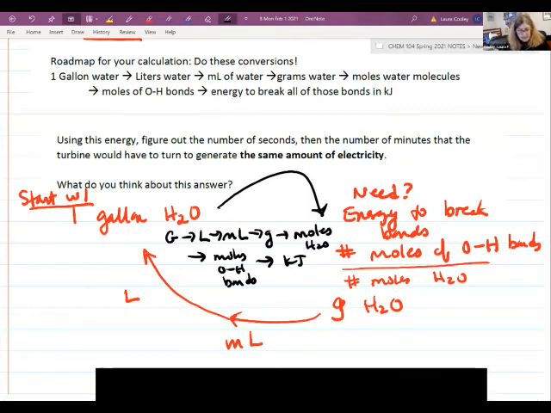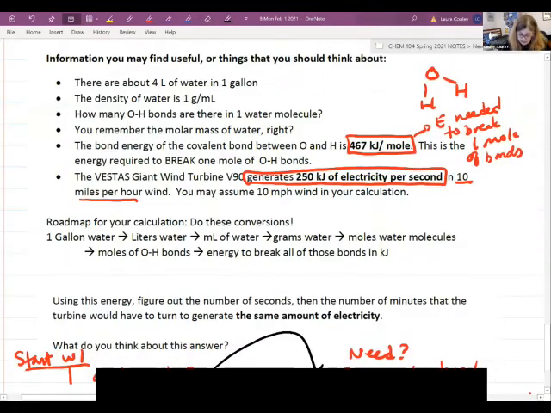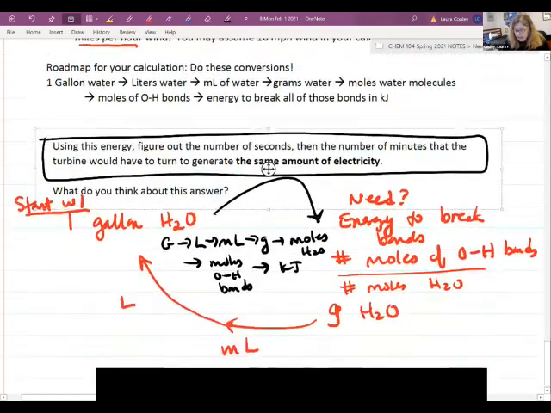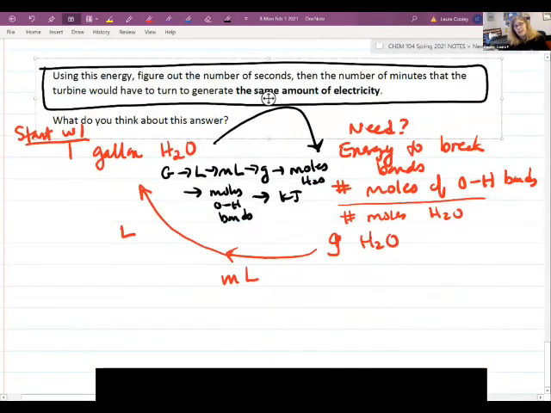And then it basically talks about the other part. What you have to do is right here. Once you get that energy and you know how much energy is generated per second for the turbine, you can do that as well.